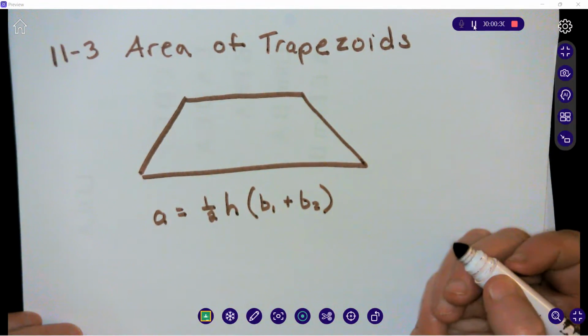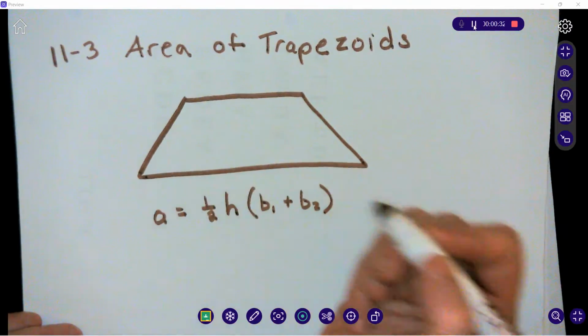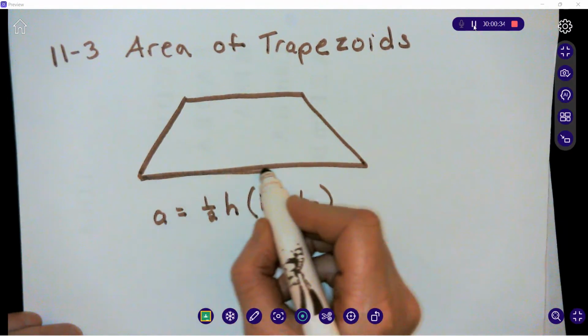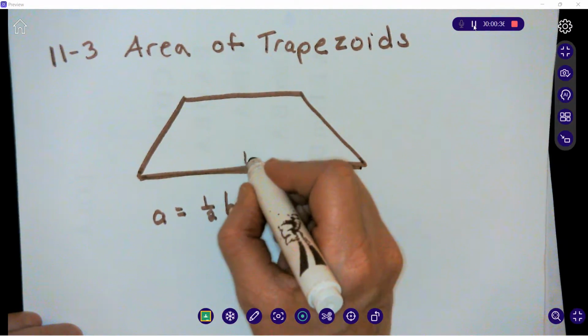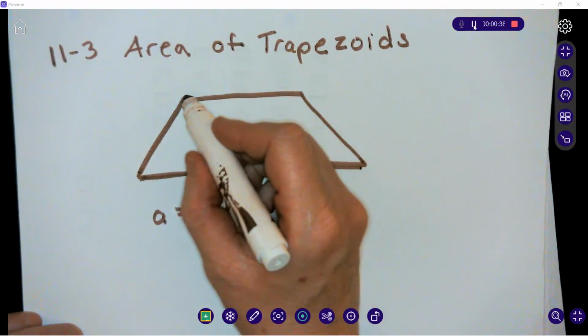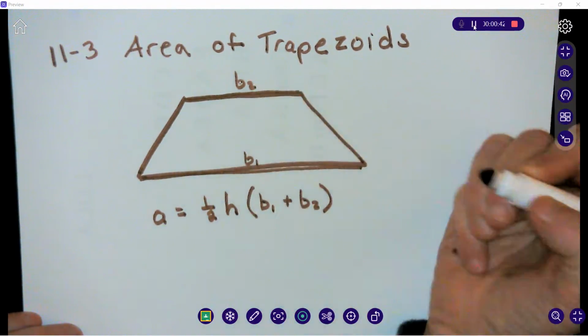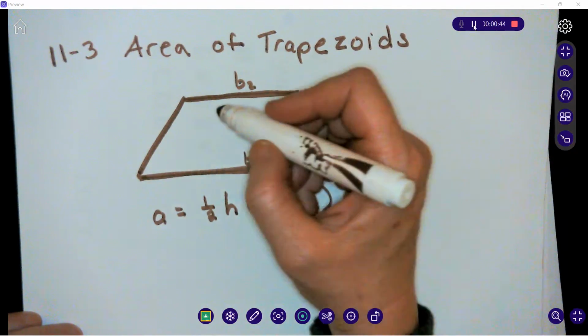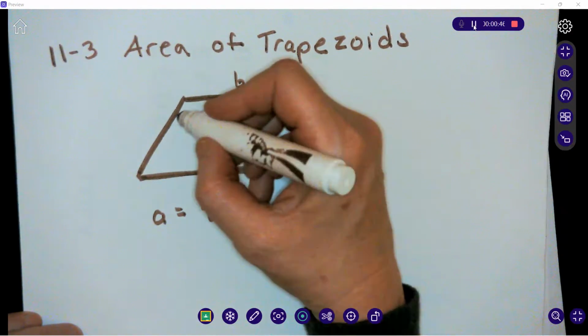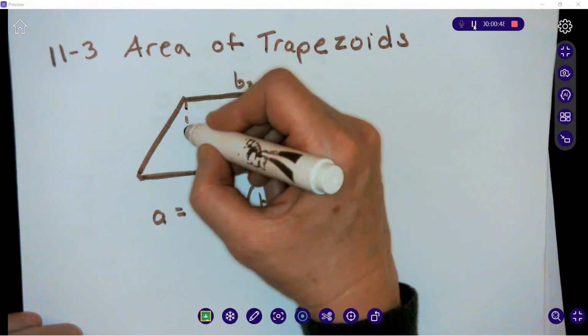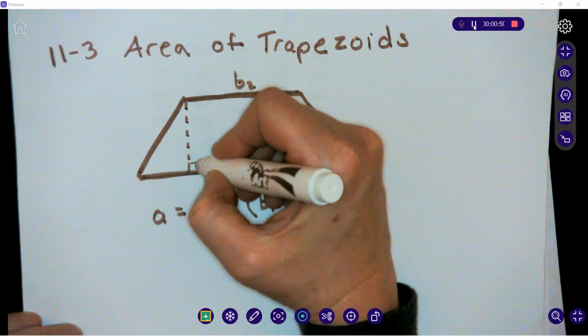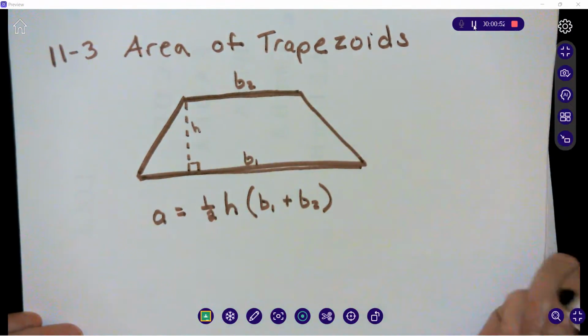Okay, so let's take a little bit closer look at that. This right here is base 1, so I'll call it B1, and this up here is base 2. And now we need to find the height. Remember, the height is never the slanted side. The height is always the one that is perpendicular to the base. So this would be our height.